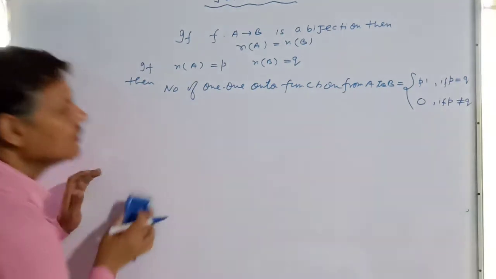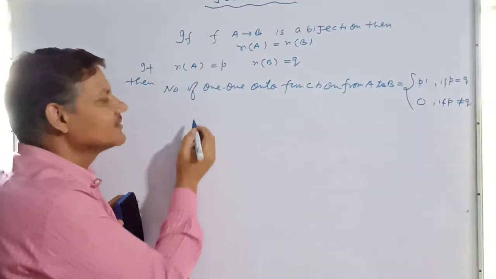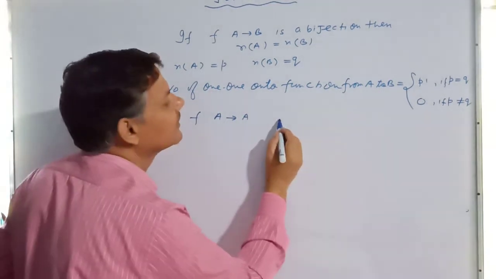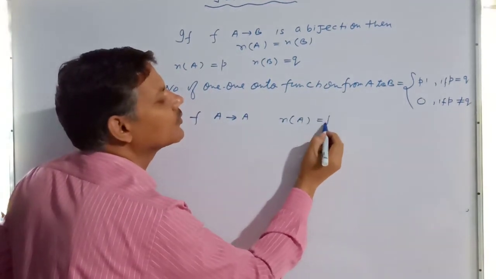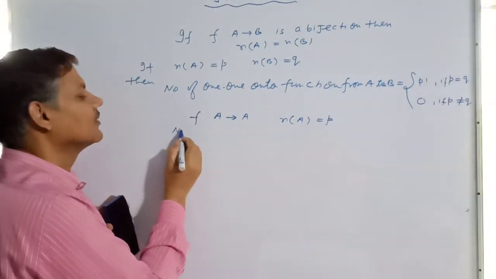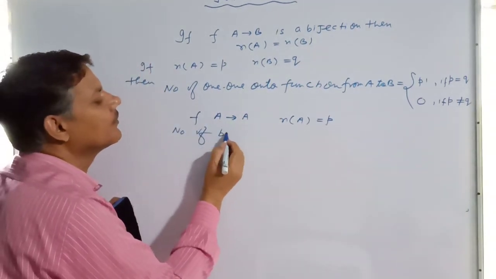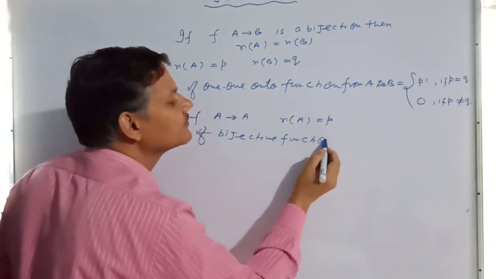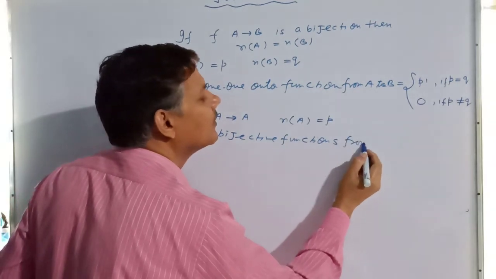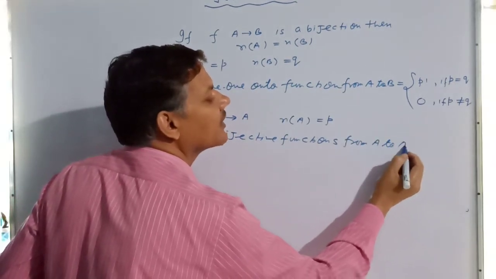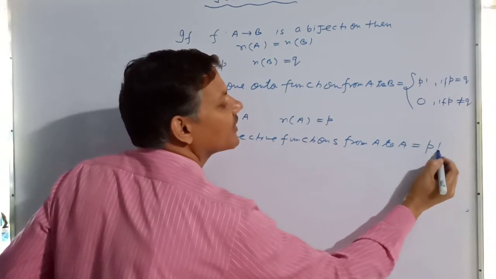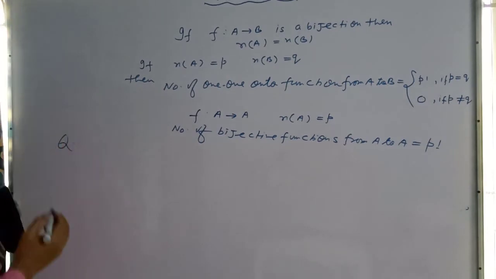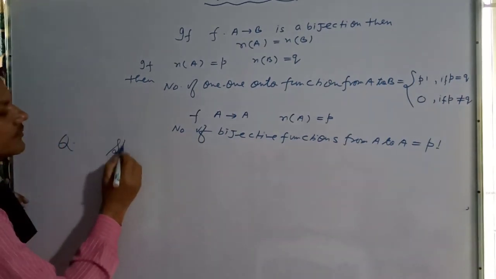In case the domain and codomain are the same, that is f is a function from A to A such that the number of elements in A is P, in this case the number of bijective functions from A to A is P factorial. Very simple. Now we are going to take some questions.